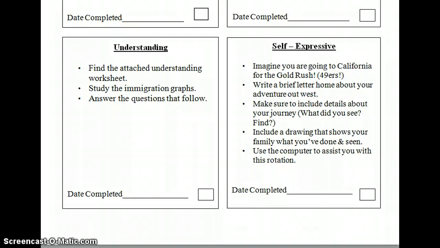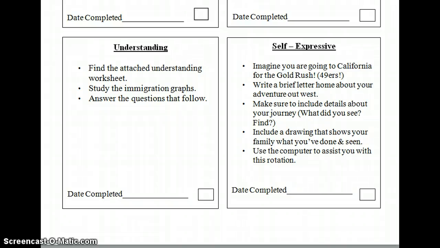Also during this time, I'm going to be calling students up for guided reading. Please be respectful and make sure you're quiet in doing your work because I'm going to be focusing on these students reading to me, and they're going to be working on skills and other reading strategies during this time.